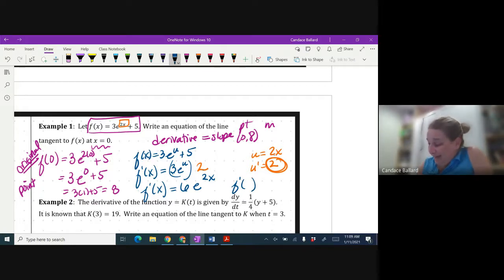All right, I'm plugging in a 0. So 0 equals 6e to the 2 times 0. So I've got 6e to the 0, which we know is 1. So I just get 6. So I am now ready to write the equation of my tangent line.